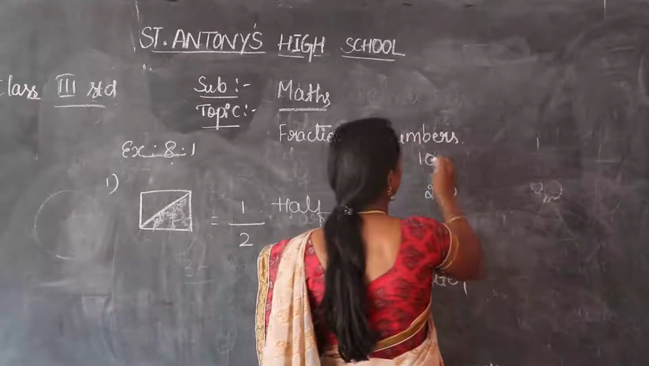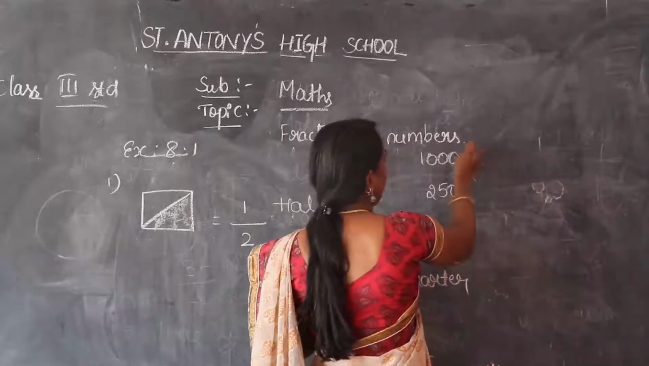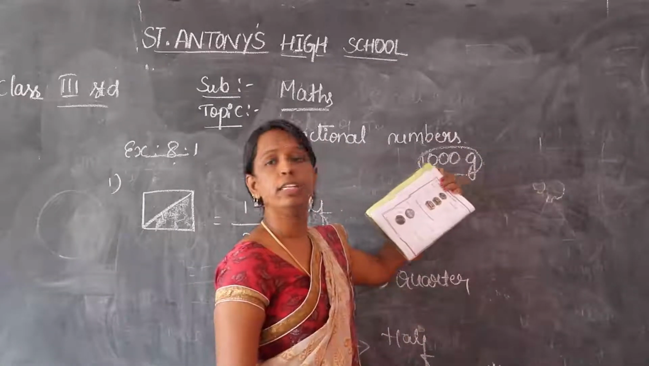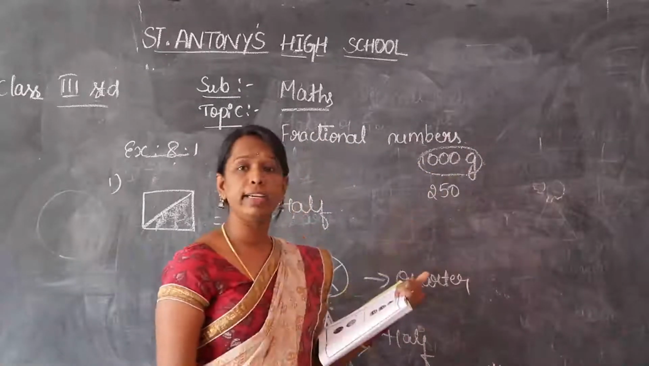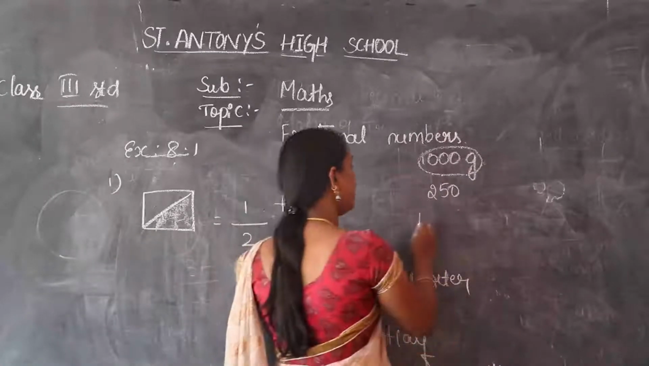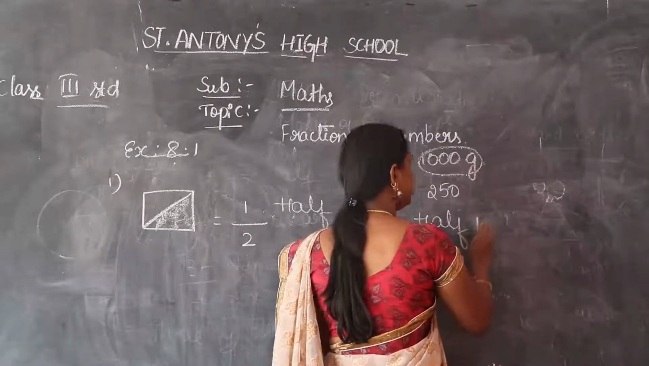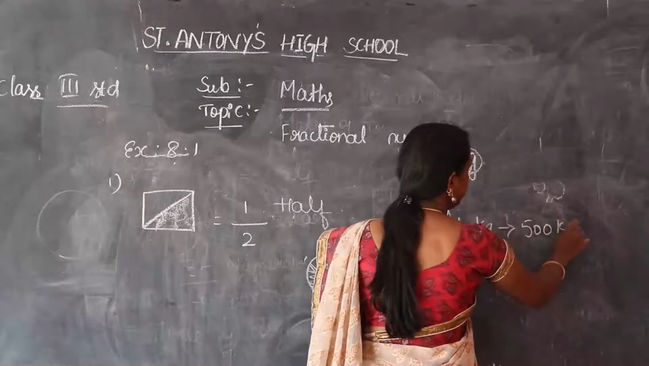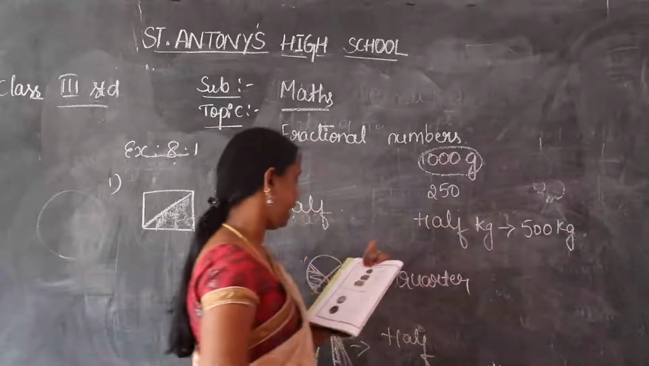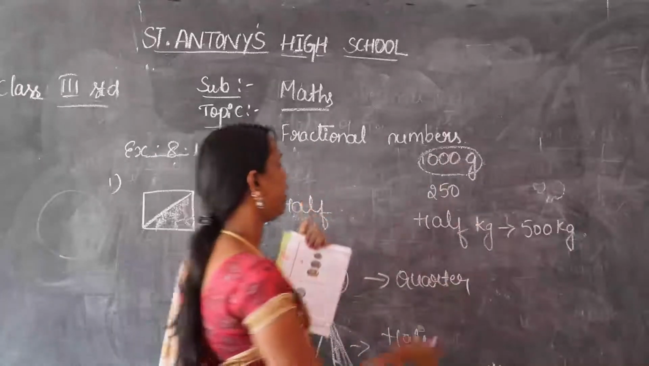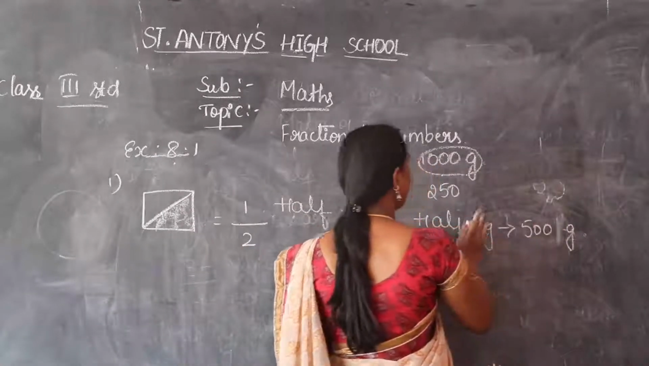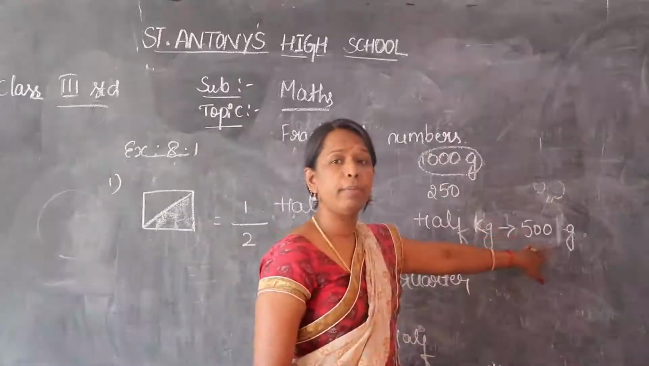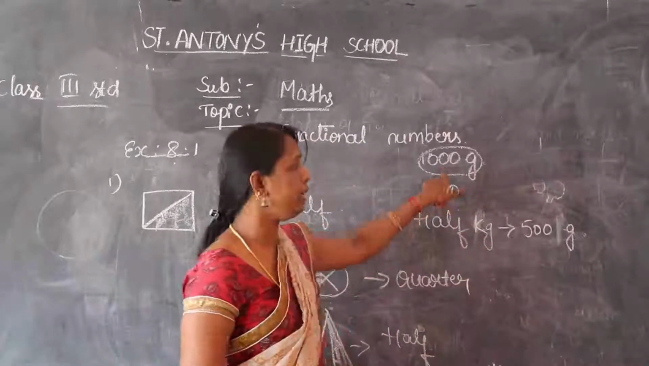A quarter of 1000 grams. A quarter means 1 by 4th of this 1000. That is called a quarter kg. And half kg, we can write it as 500 grams. Okay, 500 grams. Half kg means what? 500 grams. This 500 gram is half of this 1000 gram.